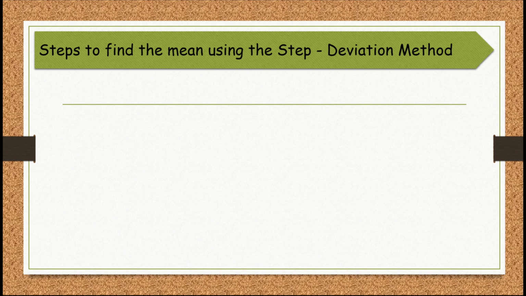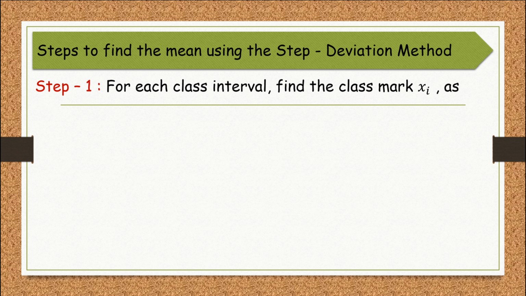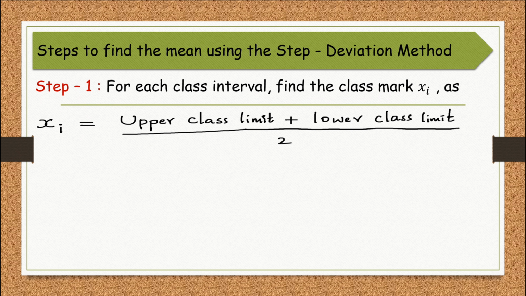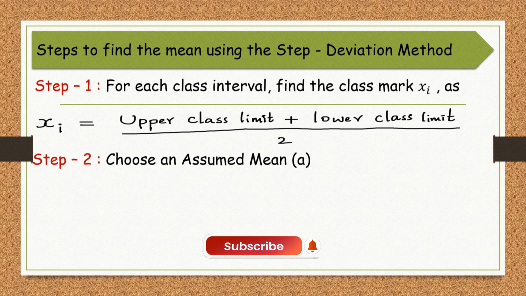Step 1. Find the class marks, also known as midpoints. For each class interval, to calculate the midpoint, use the formula class mark is equal to upper class limit plus lower class limit divided by 2. You can label this column as xi. Step 2. Choose an assumed mean. Pick a convenient number from the midpoints and label it as a, which is called as assumed mean. This can be the middle value or any number close to it.